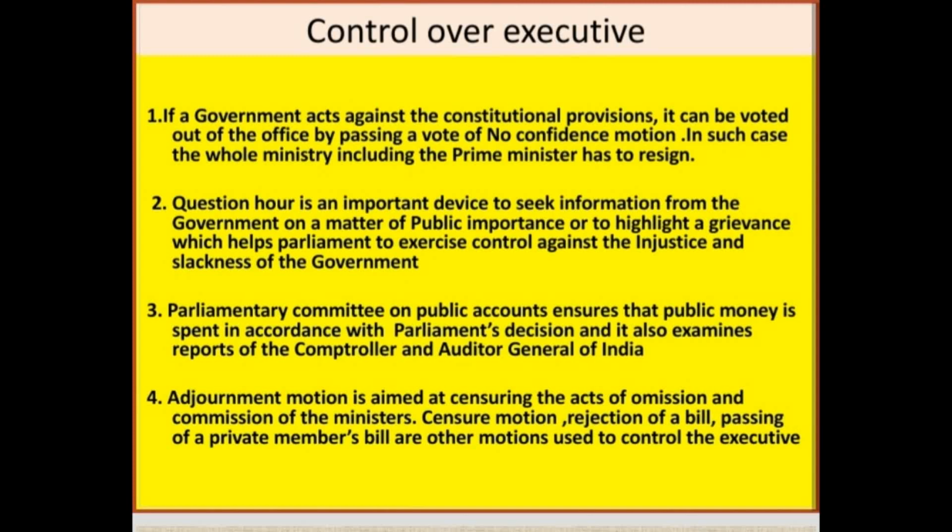And the parliamentary committee on public accounts. See, there are various committees in parliament. Among them, the public accounts committee is one such important committee.